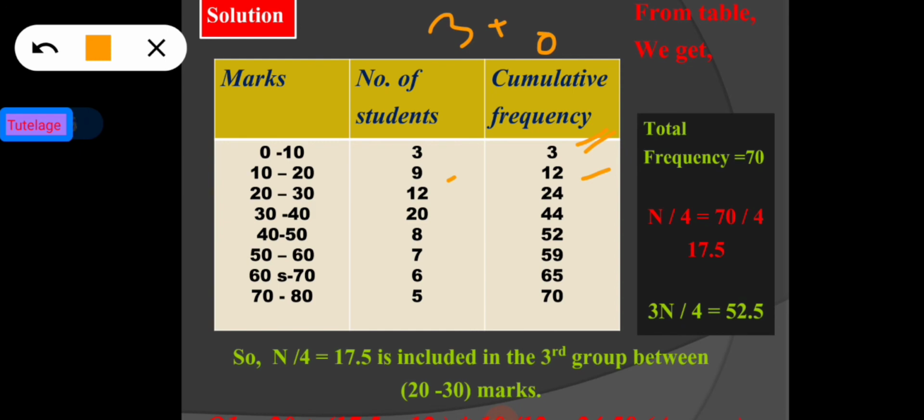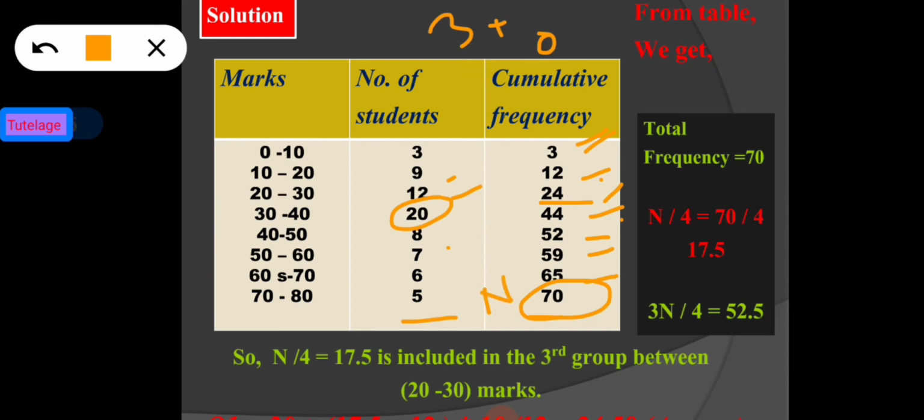Now going to the next. So 12 plus 12, which is equal to 24. Now move on to the next one. So 24 plus 20, which is equal to 44. 44 plus 8, which is equal to 52. 52 plus 7, which is equal to 59. 59 plus 6, which is equal to 65. And 65 plus 5, which is equal to 70. So that means total frequency, or n, is equal to 70.